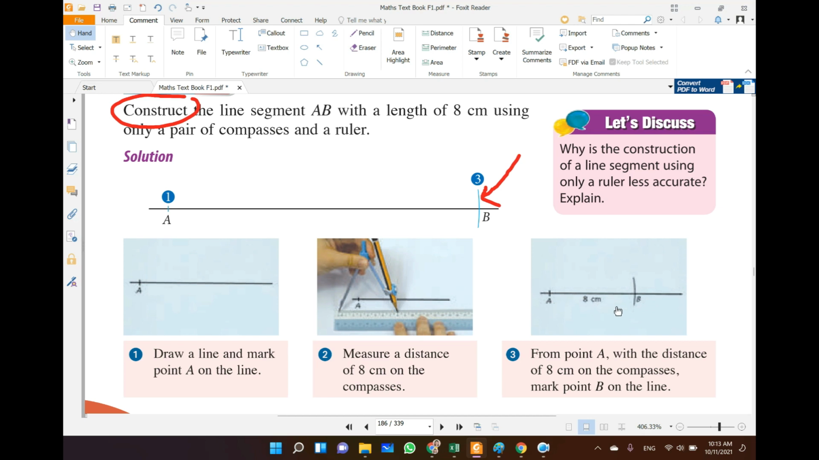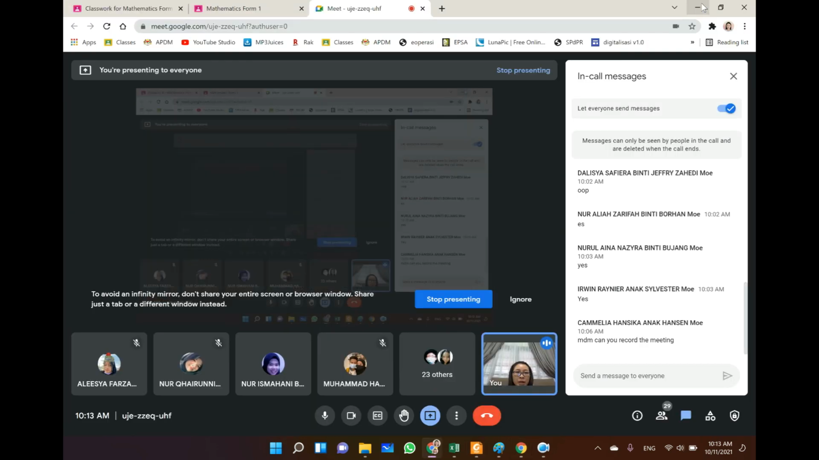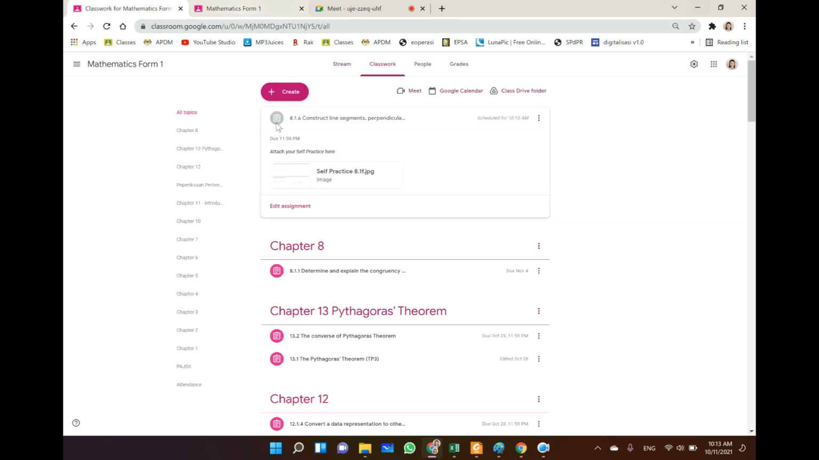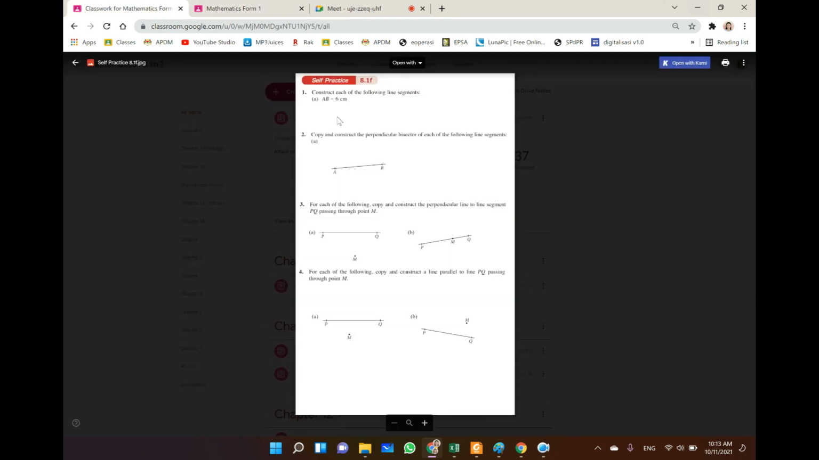So as you can see in your GC, I posted the work for you in the GC already. So we are going to do that according to our lesson today. This is your work here. We are going to do this straight away. That's why I asked you to get ready a piece of A4 paper. Everybody, you have your A4 paper?